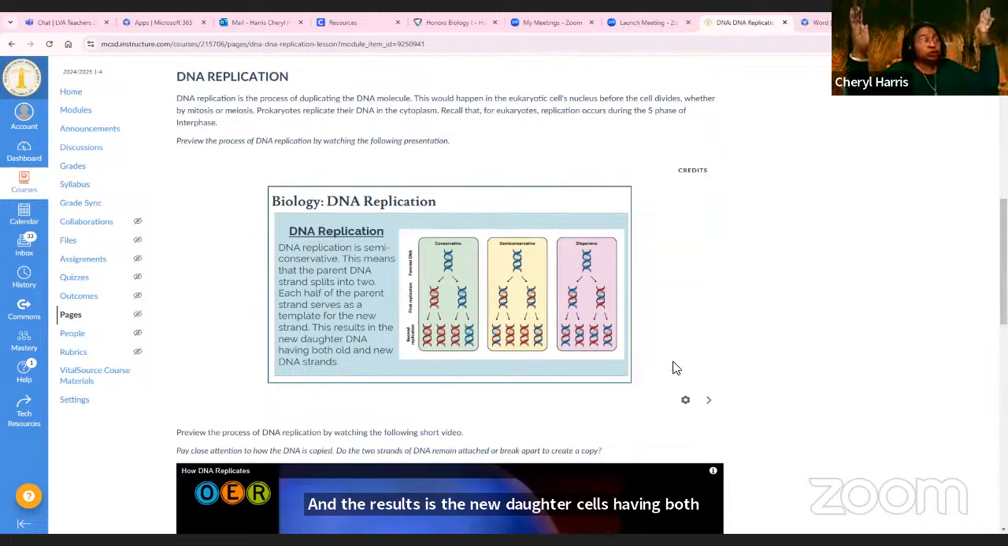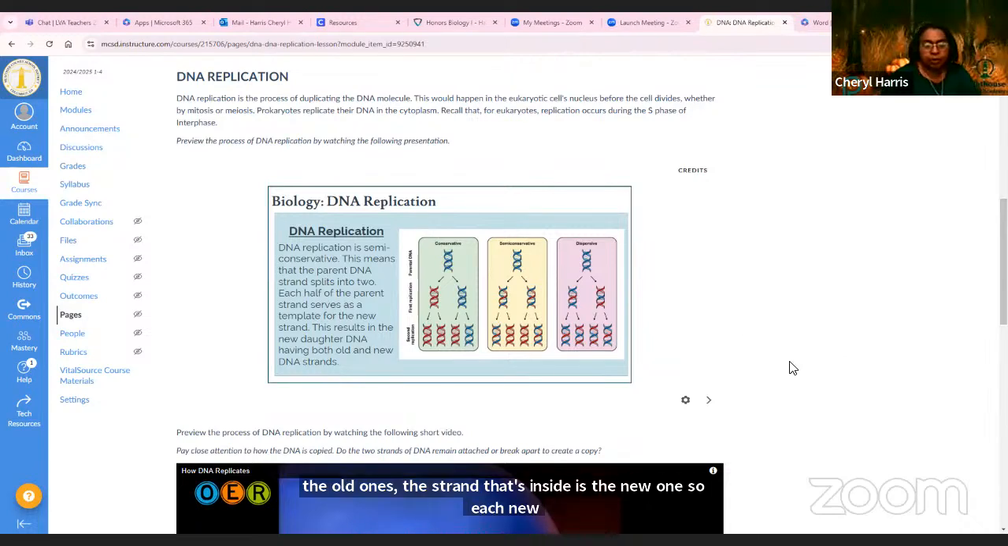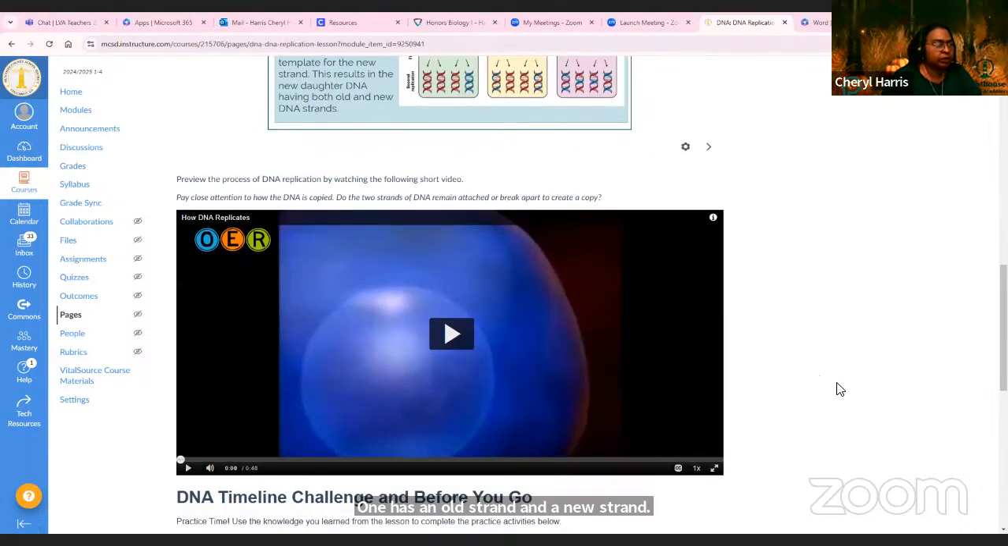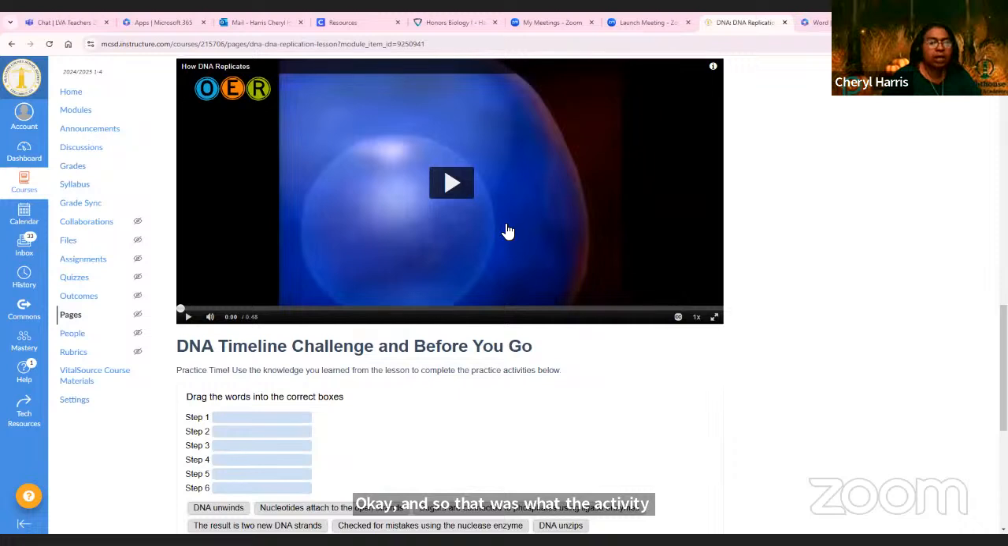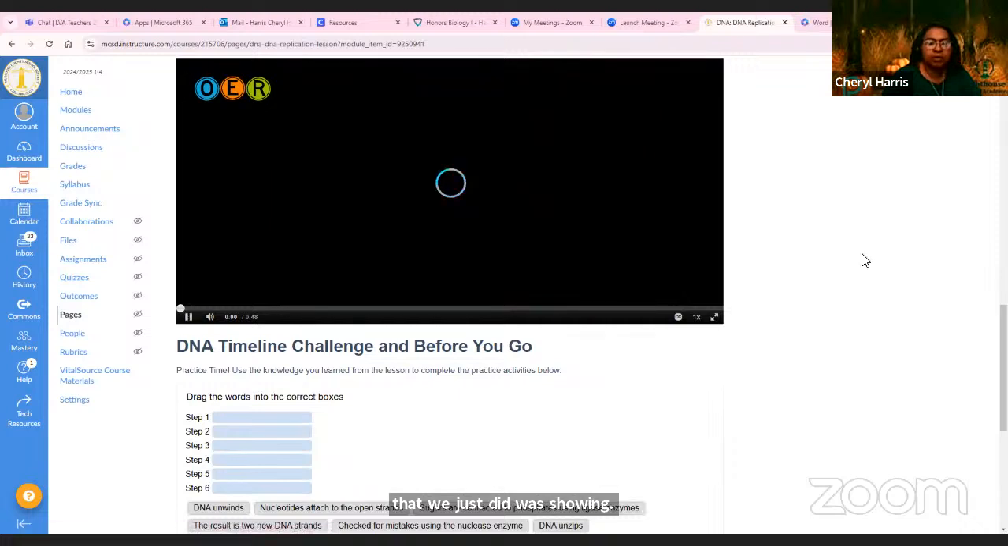So the two sides that open up are the old ones. The strand that's inside is the new one. So each new one has an old strand and a new strand. Okay, and so that was what the activity that we just did was showing. Okay, what this was.